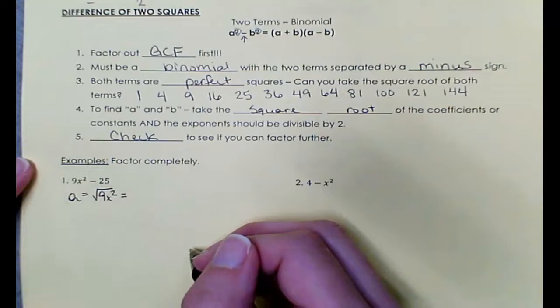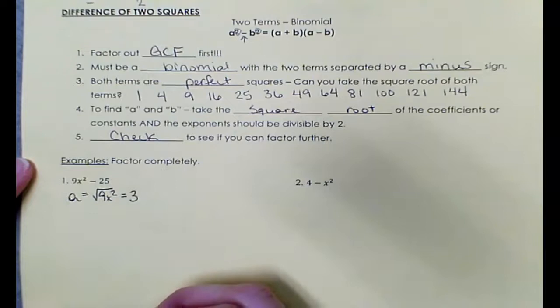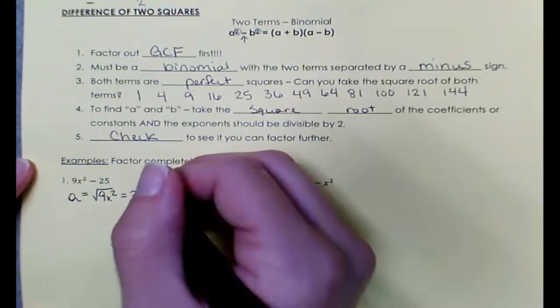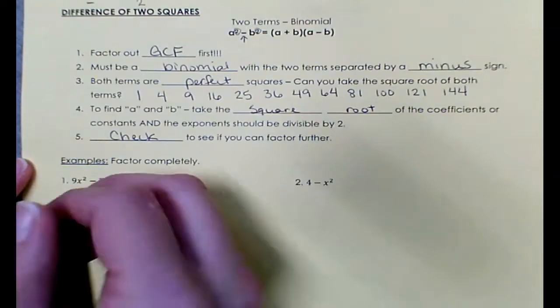What's the square root of 9? Well, the square root of 9 is 3. What's the square root of x squared? Well, the square root of x squared is x. So there's my A term. Let's talk about B.